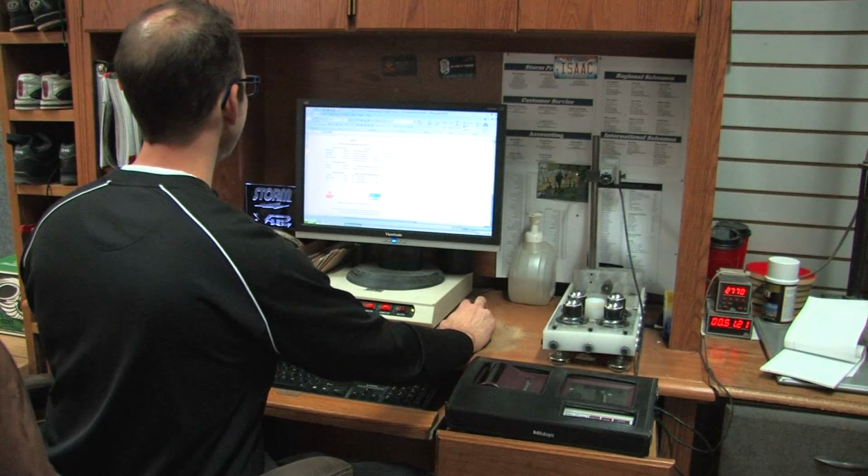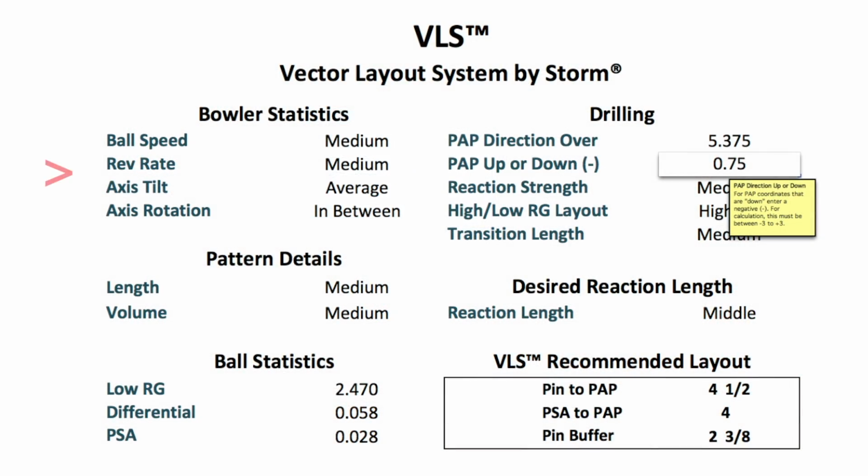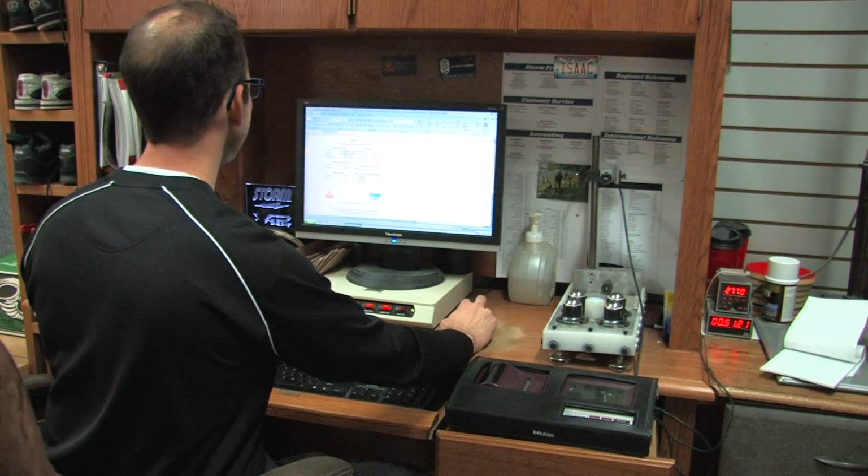Next, we go to bowler statistics, and we click on ball speed. And knowing Louis' style, we know that he is a medium speed player, so we select medium. For rev rate, we also know that his rev rate is just under 300 RPM, so we'll select medium for that as well.